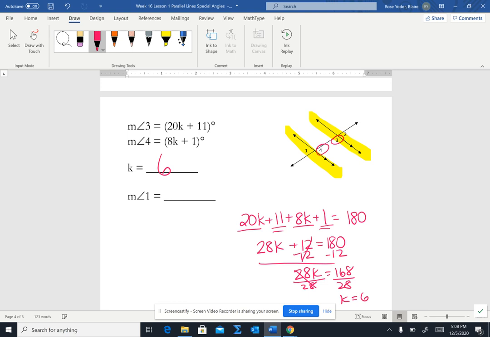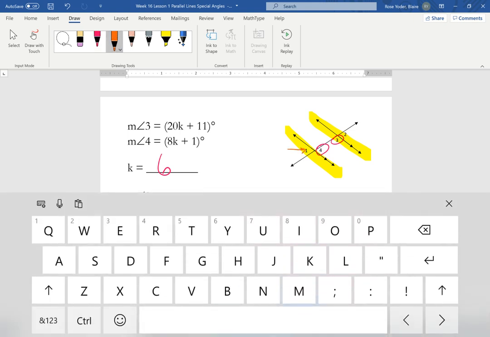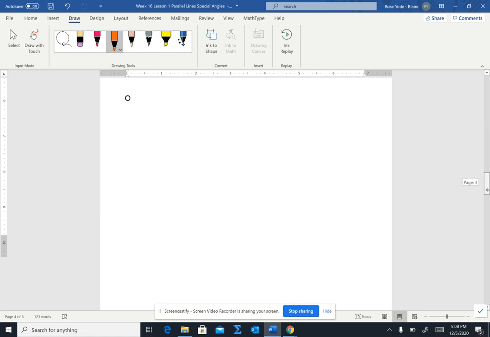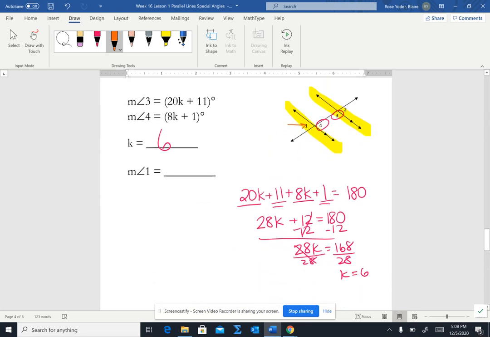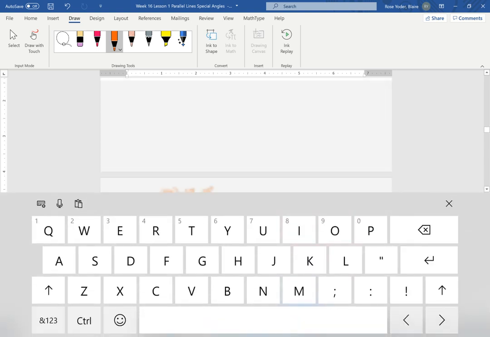K is 6. All right, it asks for the measure of angle 1. Again, that was not one of the ones that was given. I like my vertical angles though. 1 and 4 are vertical angles, so it would be pretty quick and easy if I could just plug in for angle 4, then I'll automatically know what angle 1 is. So I'm going to go 8 times 6.